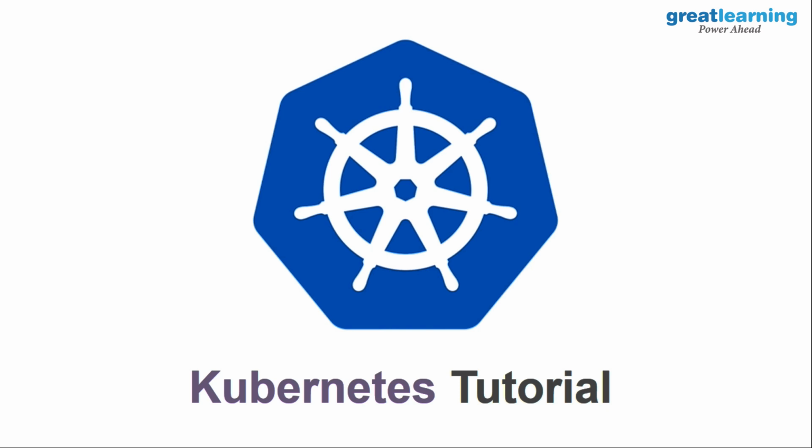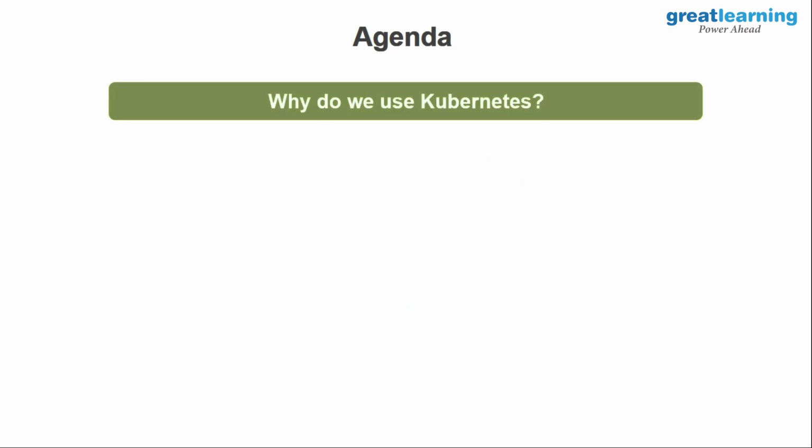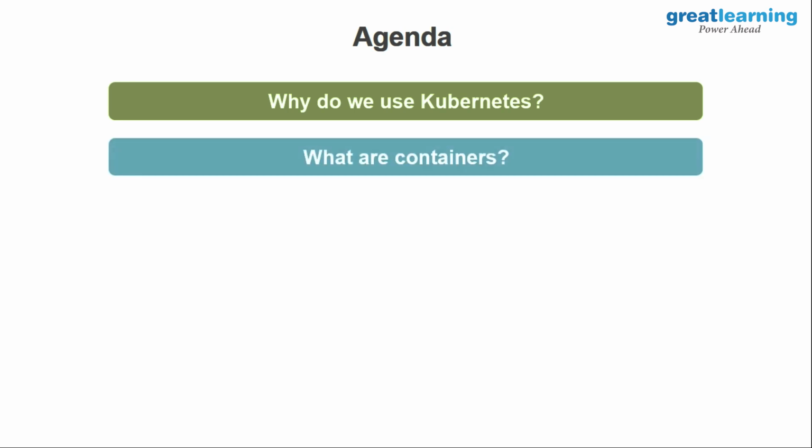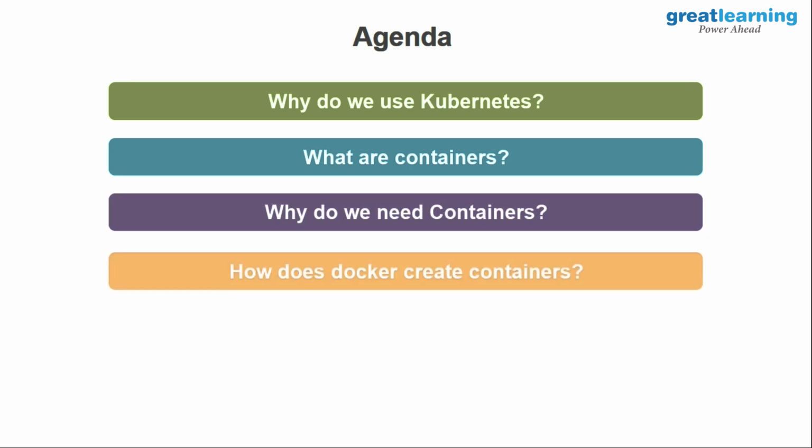So let us begin by going through the agenda and seeing what all the different topics we'll be covering in this particular tutorial. So let me bring it up. The first thing we'll be going through is why do we use Kubernetes? Now, Kubernetes is a part of the software development process, but where is it really used? And to understand that, we have to understand containers also. So we'll be talking about what containers are, why we need containers, and how Docker creates containers.